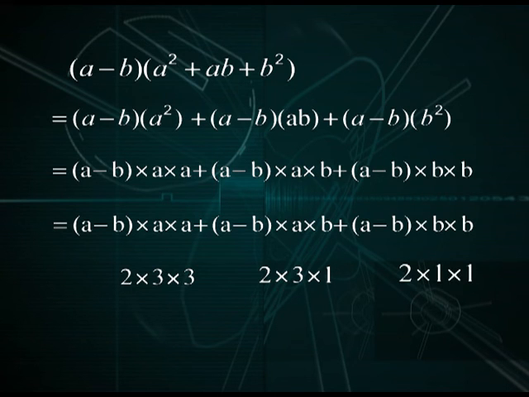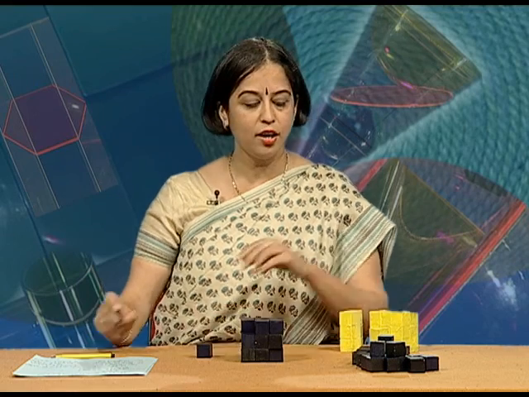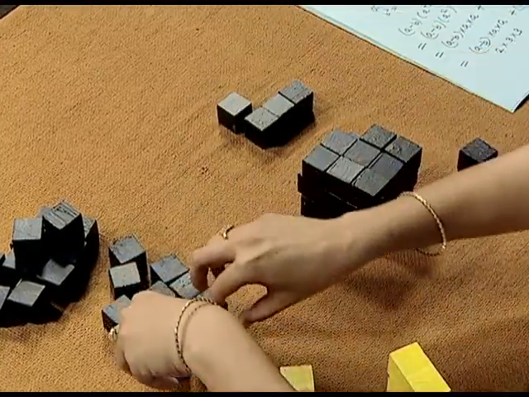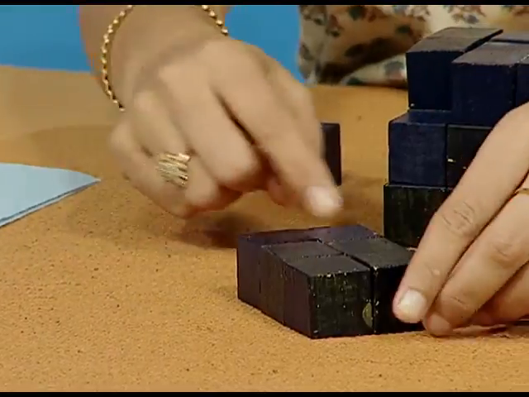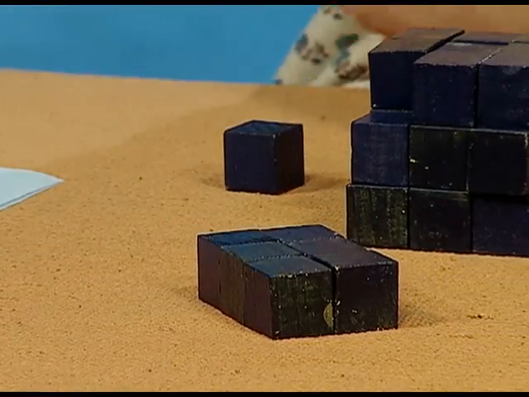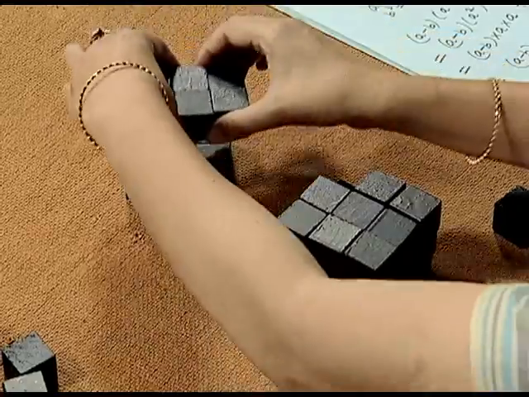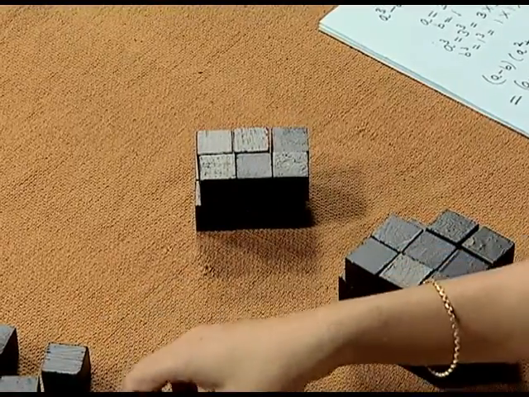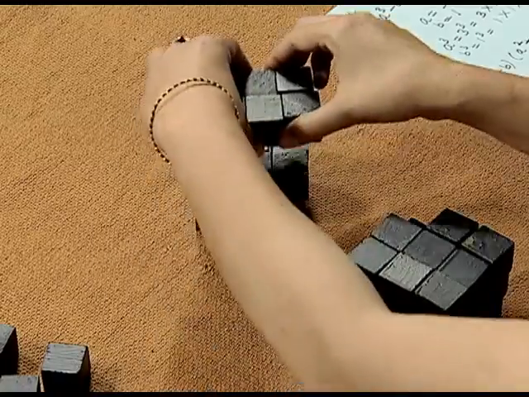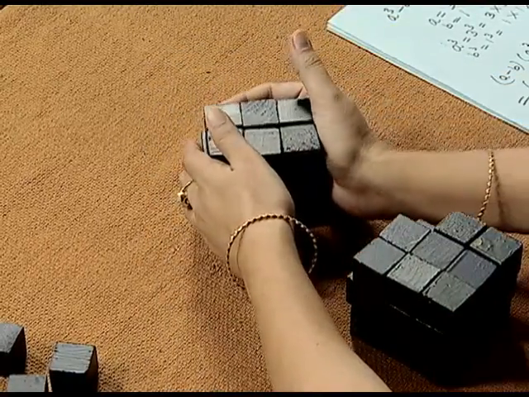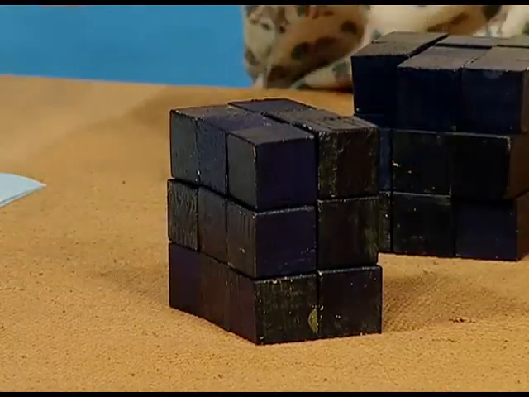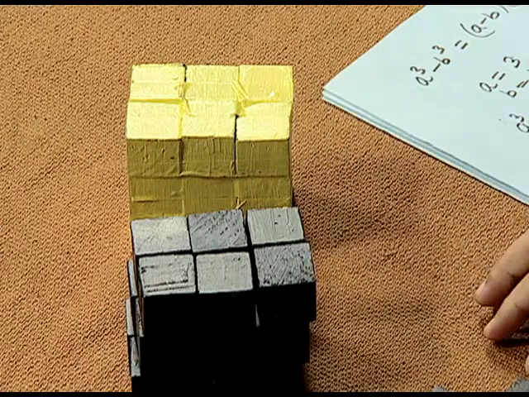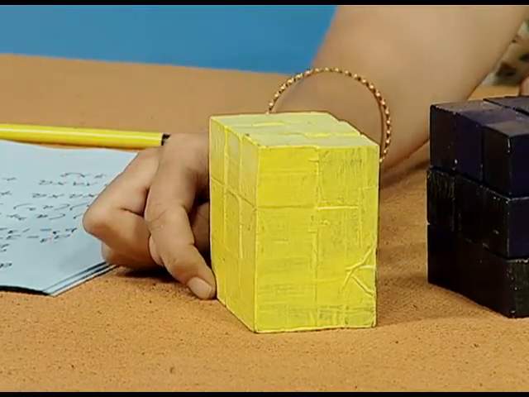Let us make these 3 cuboids using unit cubes. First of all, we will make a cuboid of dimension 2 into 3 into 3. This is a cuboid of dimension 2 into 3 into 1. We have to make a cuboid of dimension 2 into 3 into 3. So, we will be adding more unit cubes to it to get the desirable dimension. Right now, we have a cuboid of dimension 2 into 3 into 3. For doing this activity, we have joined these cubes and made this cuboid.